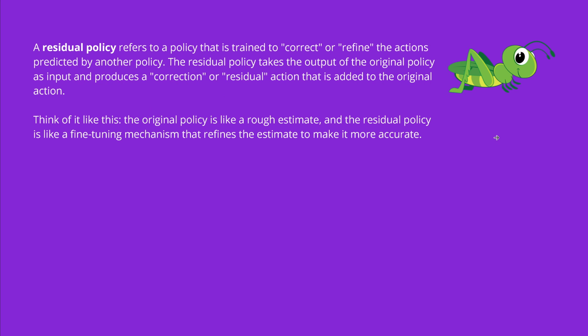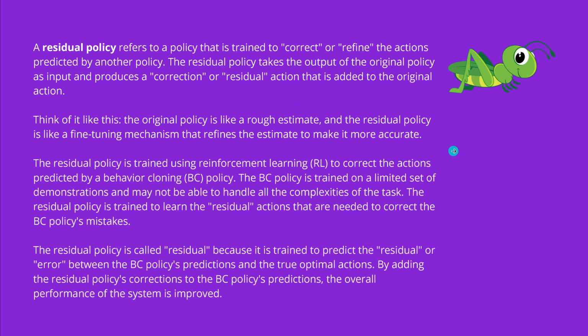This residual policy refers to a policy that is trained to correct or to refine the action predicted by another policy. This is our frozen BC policy. So the residual policy, just to remind you, takes the output of the original policy as an input and produces here this correction or this residual action that is so important to be successful in your task on Mars. More for my green grasshoppers if you want to study this in detail.